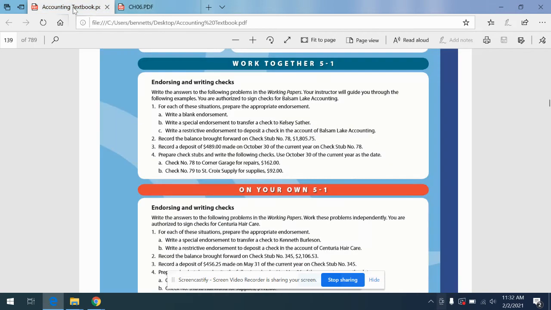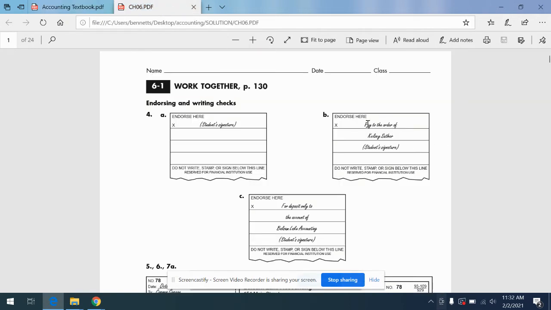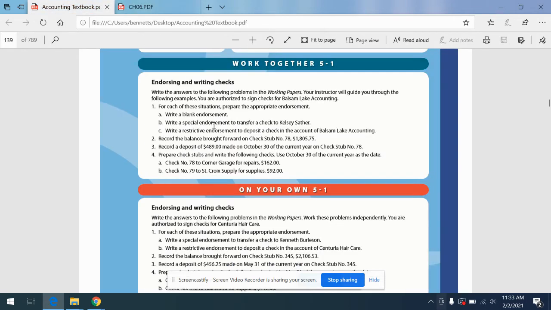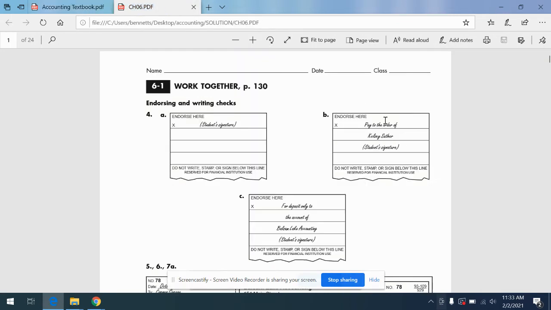Okay. Now, let's look at the next one. Jace Jennings, it says write a special endorsement to transfer a check to Kelsey Sather. All right. So if we look at the next part, it says pay to the order of Kelsey Sather. Do you see that? Okay. So that is a special endorsement. You are in part B, you're writing a special endorsement by saying pay to the order of Kelsey Sather, and then Jace, you would write your name right underneath that. Okay. So you can see the difference between the blank endorsement and the special endorsement. Is that correct?